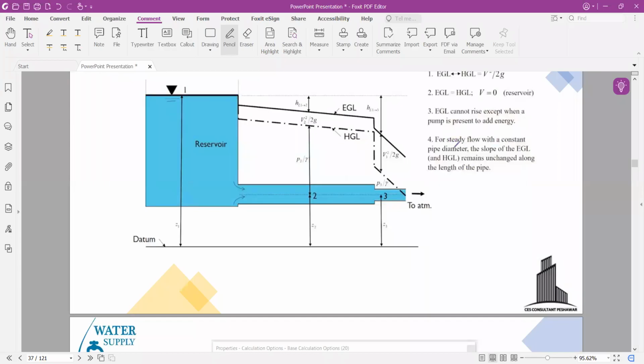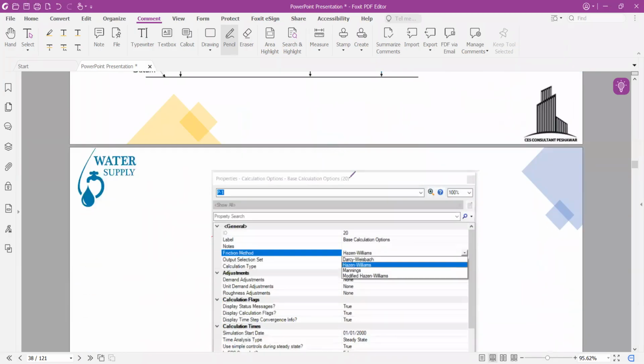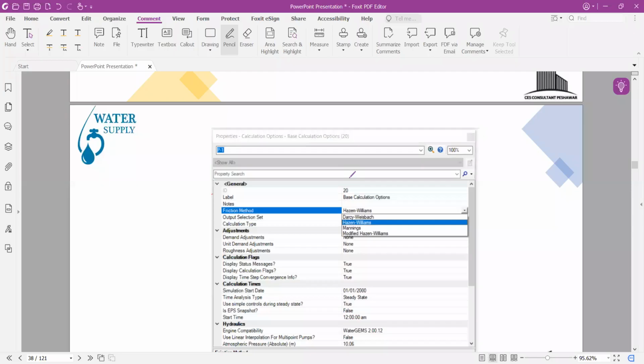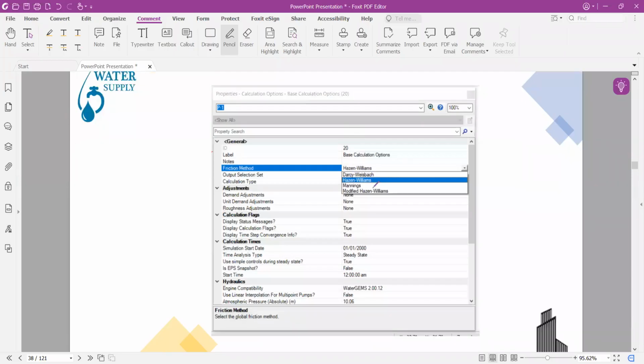For steady flow with constant pipe diameter, the slope of EGL and HGL remains unchanged along the length of a pipe. As the diameter of section 2 is constant, the slopes of these two are parallel to each other, or constant. In water supply design, mostly four types of equations are used for the calculation of friction when fluid flows through the pipe: the Darcy-Weisbach equation, the Hazen-Williams equation, Manning's equation, and the modified Hazen-Williams equation.